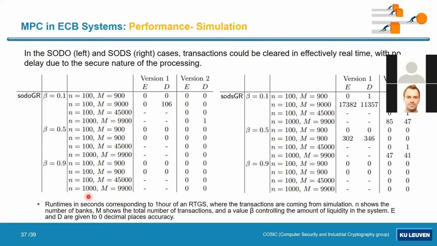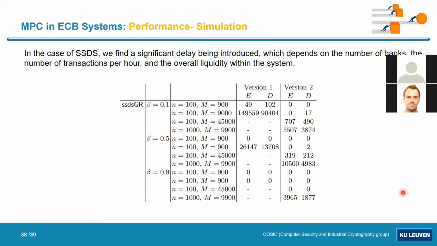N shows the number of parties and M shows the number of transactions. And if you see the results for SODO and SODS, we got very nice results, and we can say that all the transactions can be settled in real time. But for SSDS, as you can see, we have a significant delay. And this delay depends on the number of banks, the number of transactions per hour, and the overall liquidity that we have in the system.